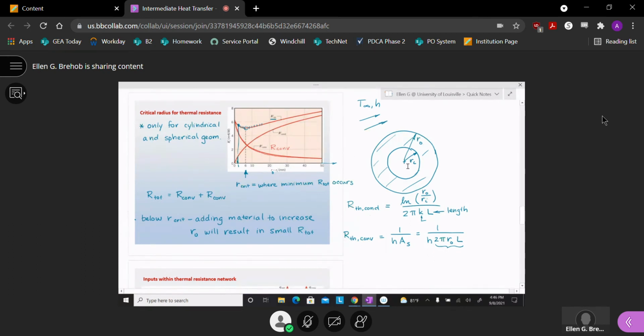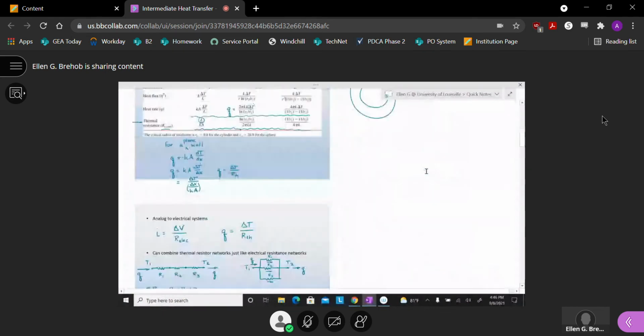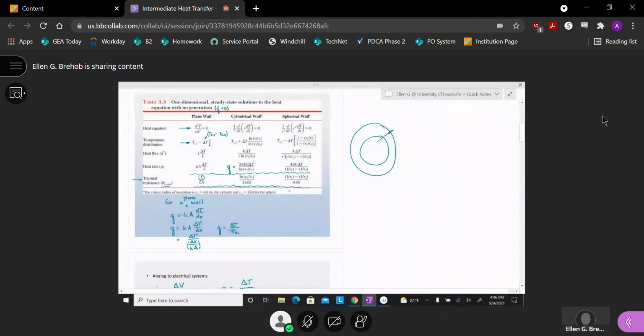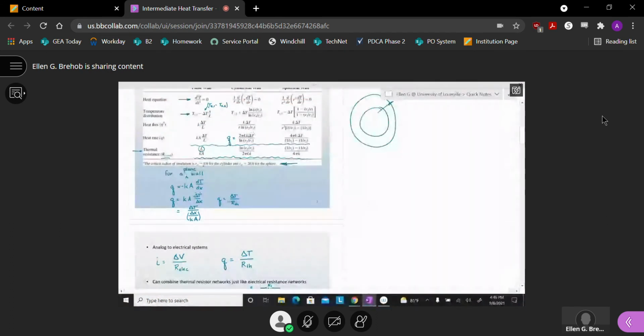I'm going to scroll back to a table that we've looked at previously. This note at the bottom says the critical radius of insulation is r crit is k over h for a cylinder and 2k over h for a sphere. So we don't use this a whole lot. It just happens to be in this table, and I thought I would mention. And you can see it has something to do with the behavior of the material, so thermal conductivity of the material and the heat transfer coefficient.